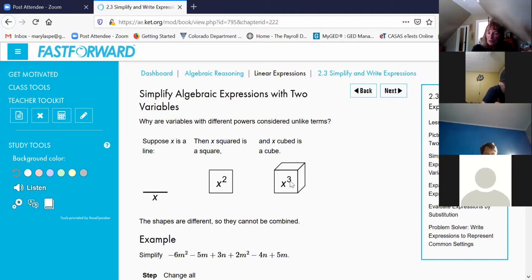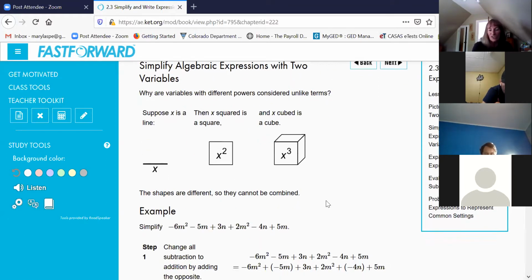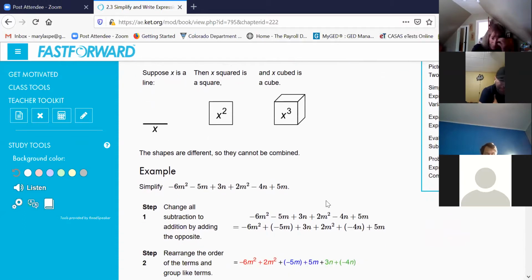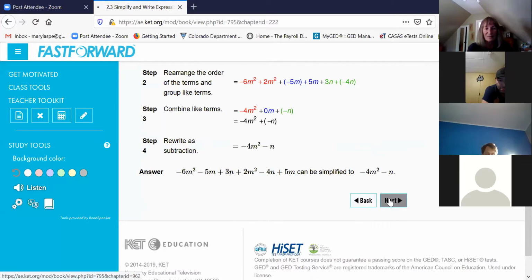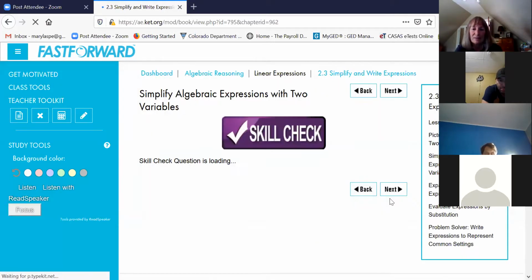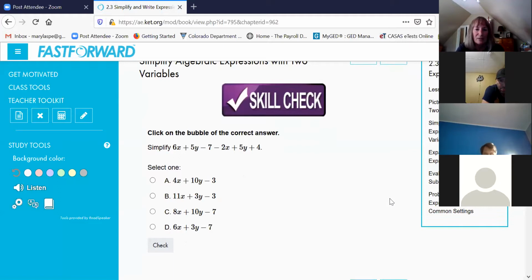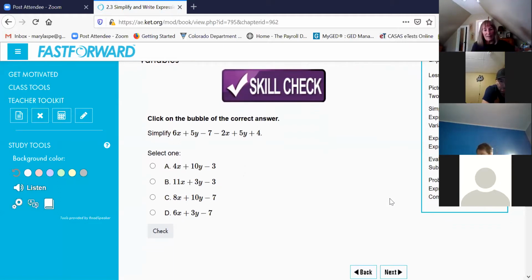When you have an exponent of 3 on something, that means that it has 3 dimensions. So it can't be a flat square anymore. It has to be a cube. And we even pronounce this thing as x cubed. So the shapes are different. They cannot be combined. Simplify.